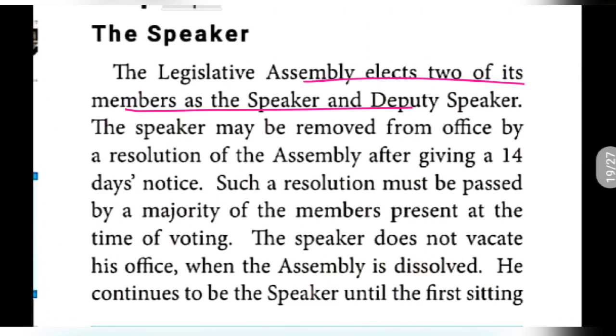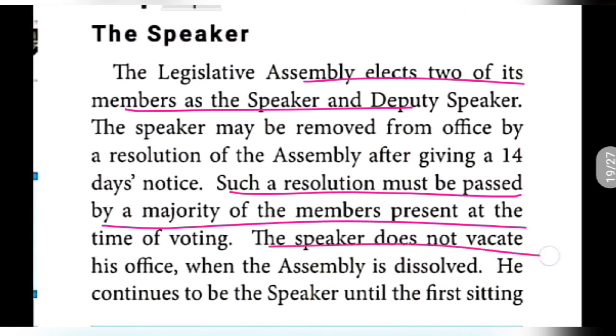Yes, when the speaker has to be removed from the office, the legislative assembly members, if they need to change the speaker or deputy speaker, they have to send a resolution before 14 days. Yes, before 14 days itself, they have to give the resolution regarding their removal from the office to the speaker. Such a resolution must be passed by the majority of the members. They have to agree with that, then only it will be effective, like that they are telling.